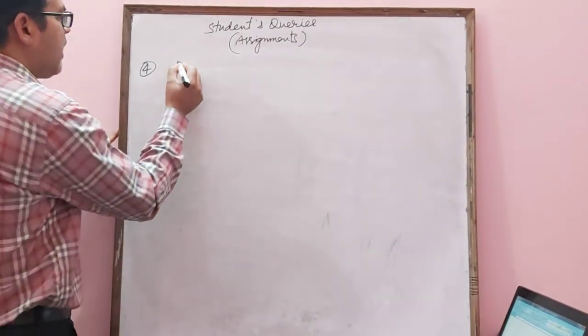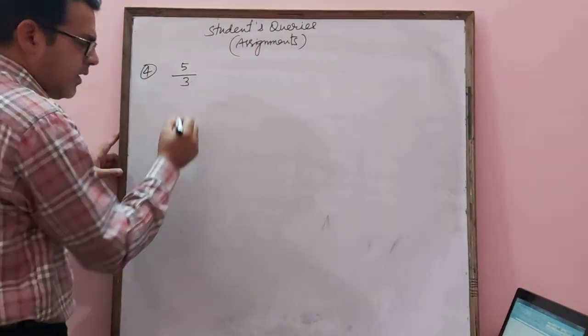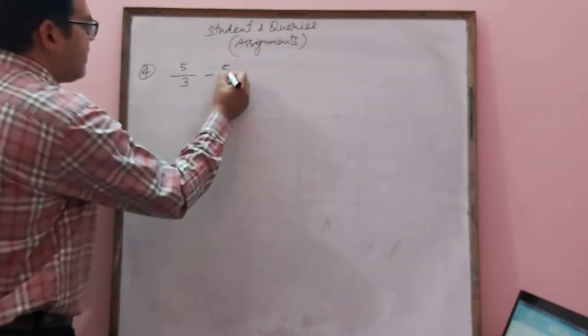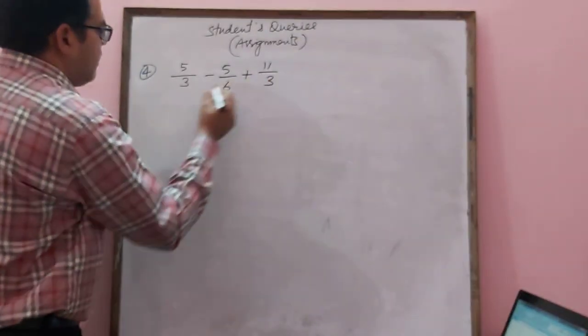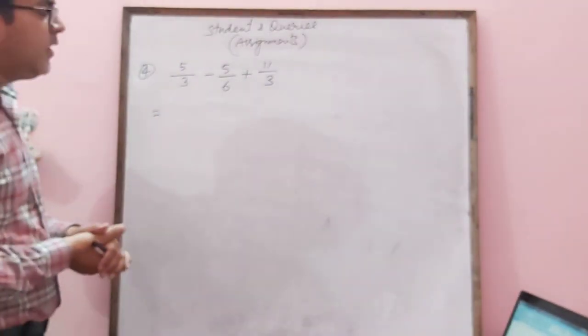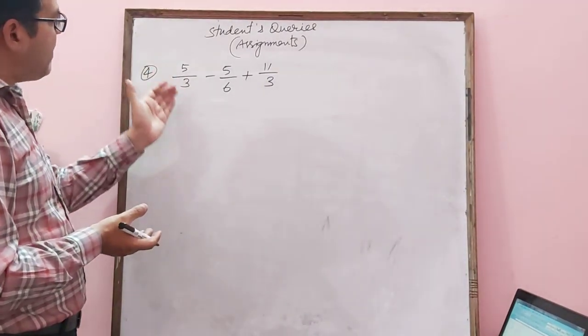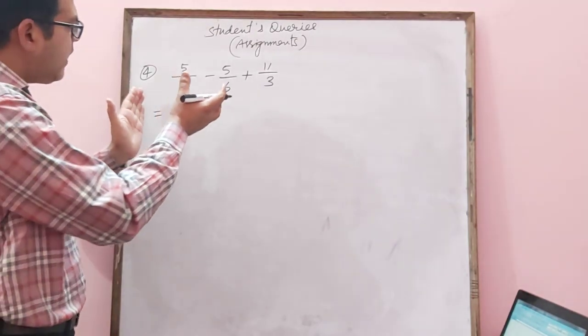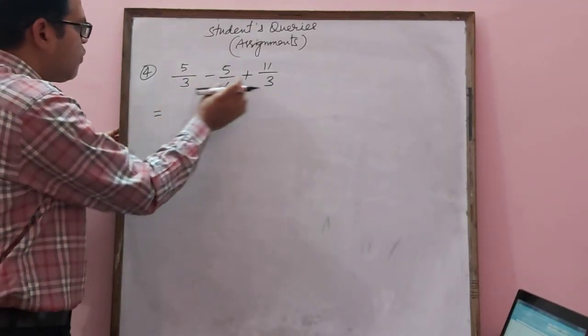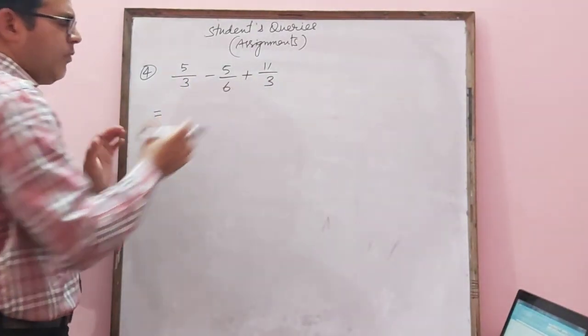Now fourth part I am solving here. 5 upon 3 is given there. Then minus 5 by 6. Then plus 11 by 3. Right? Now see 5 upon 3, 5 by 6, 11 by 3. You can see these two are like, 5 by 3 and 11 by 3.